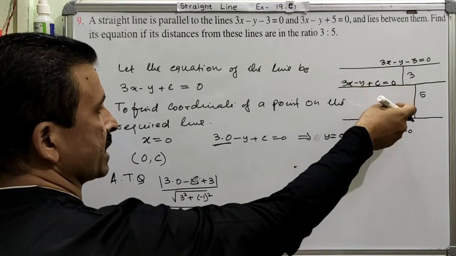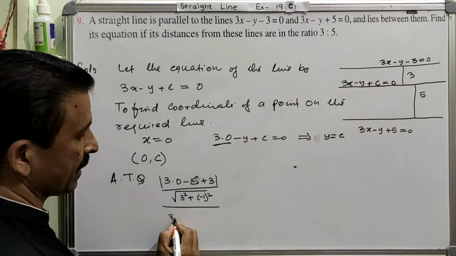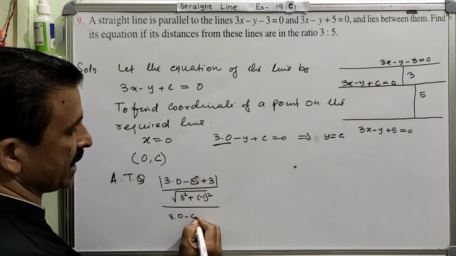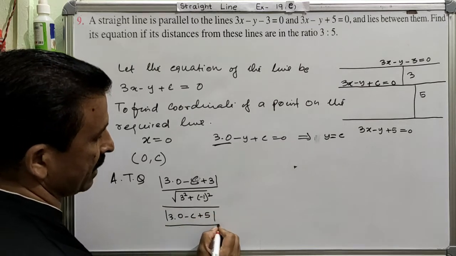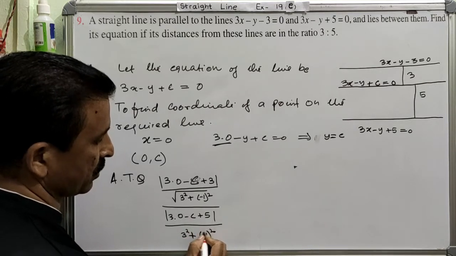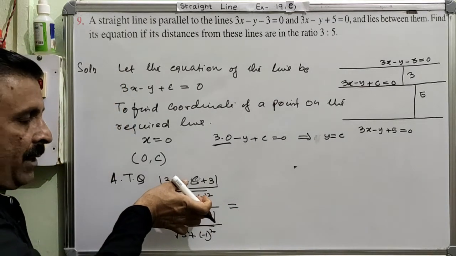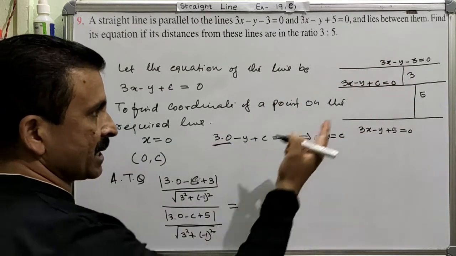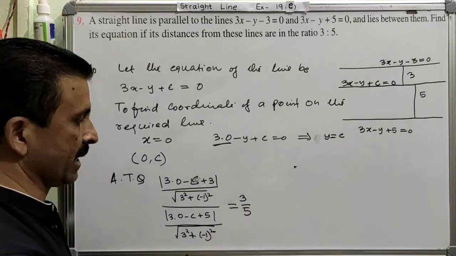Now we have to find the distance between these other two parallel lines. So using this equation, this is 3, here also we'll put the value of x and y. So 3 into 0 minus c plus 5 modulus, and the denominator will be the square root of 3 squared plus minus 1 squared. You know how we calculate this part. We are taking the ratio of the distance between this parallel line and this parallel line, and this is given as equal to 3:5. Now let us simplify and get the value.